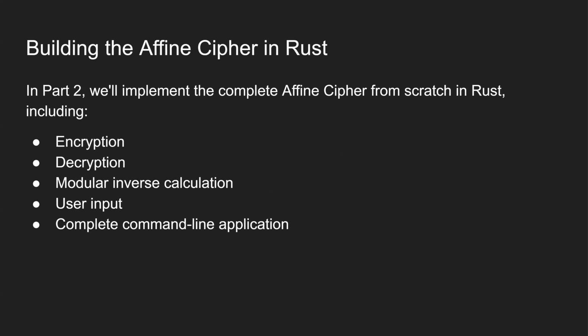So the next video, part 2 of this series, will implement the complete Affine cipher from scratch in Rust. We'll include the encryption, the decryption, and the modular inverse calculation. We'll also include user input, and then have a complete command line application by the end of the video.